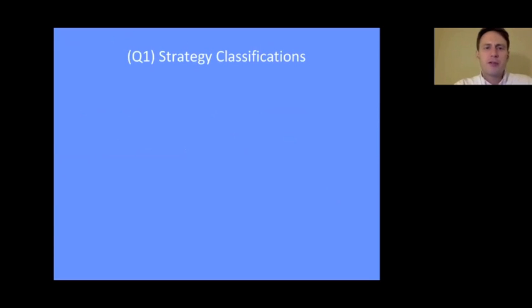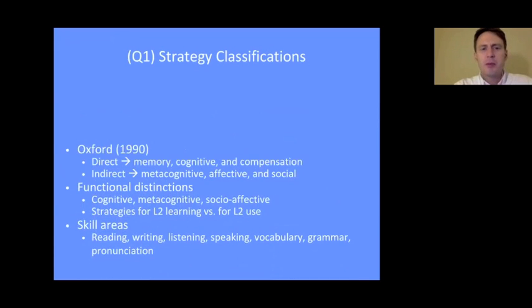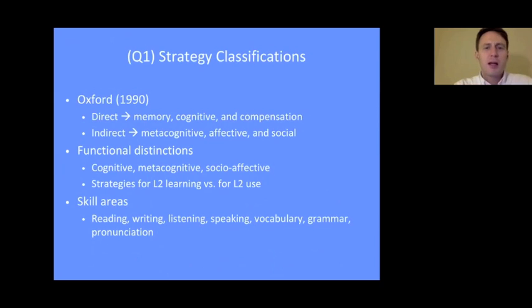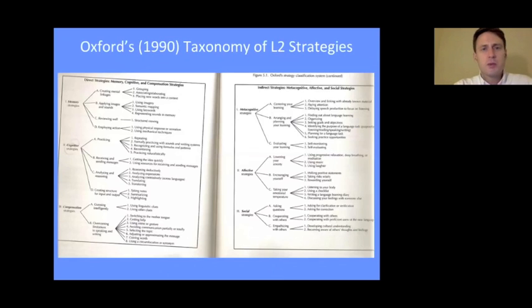So, okay, the first question there, strategy classifications. People come up with all these classification schemes. I don't really find this all that interesting, and so I'm not really going to talk about that. I want to keep this as practical and not as theory heavy as possible. This is just one of those taxonomies, this Oxford 1990 taxonomy of L2 strategies. It's fairly well developed and fairly well accepted by lots of folks. And you can see that she divides it into direct and indirect strategies, and then within each one of those, a set of subcategories, and then a set of subcategories beneath that.